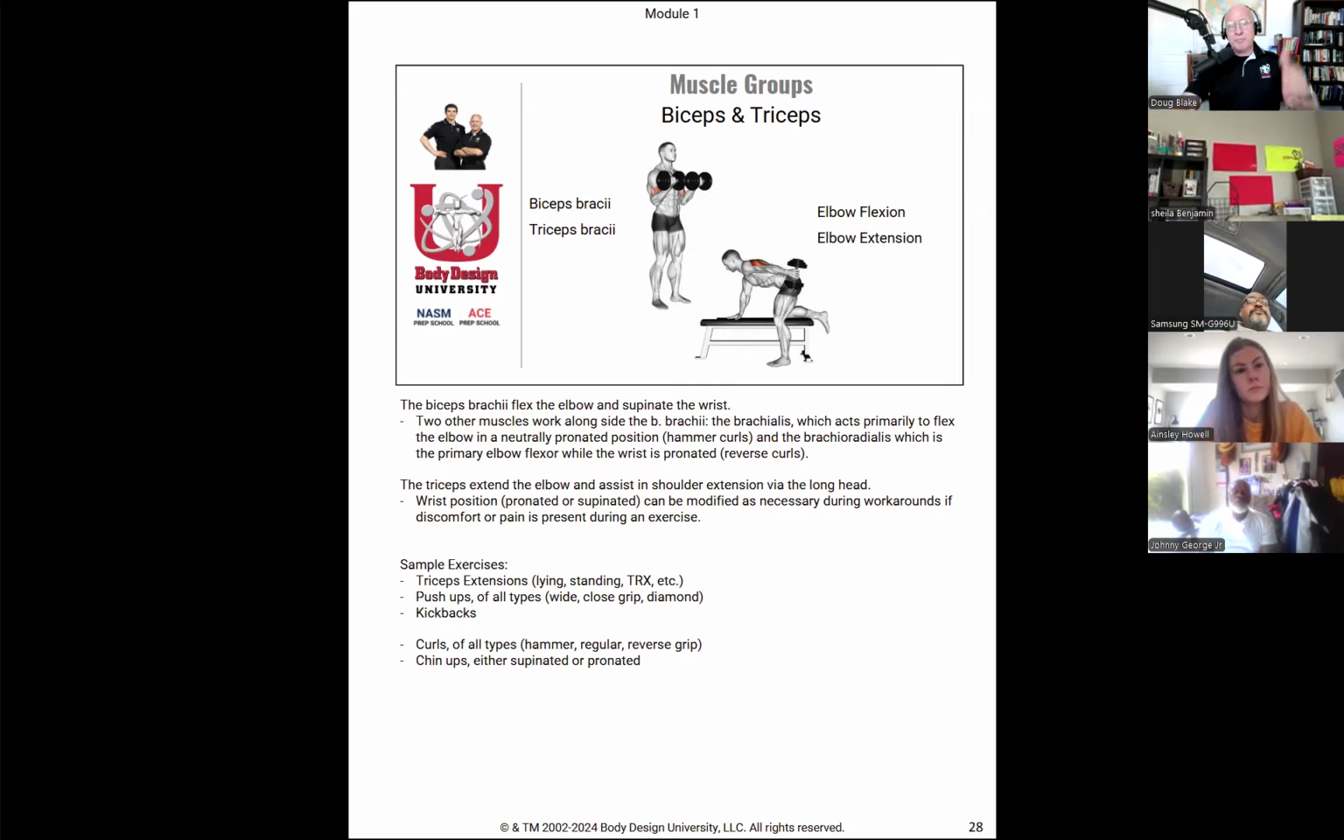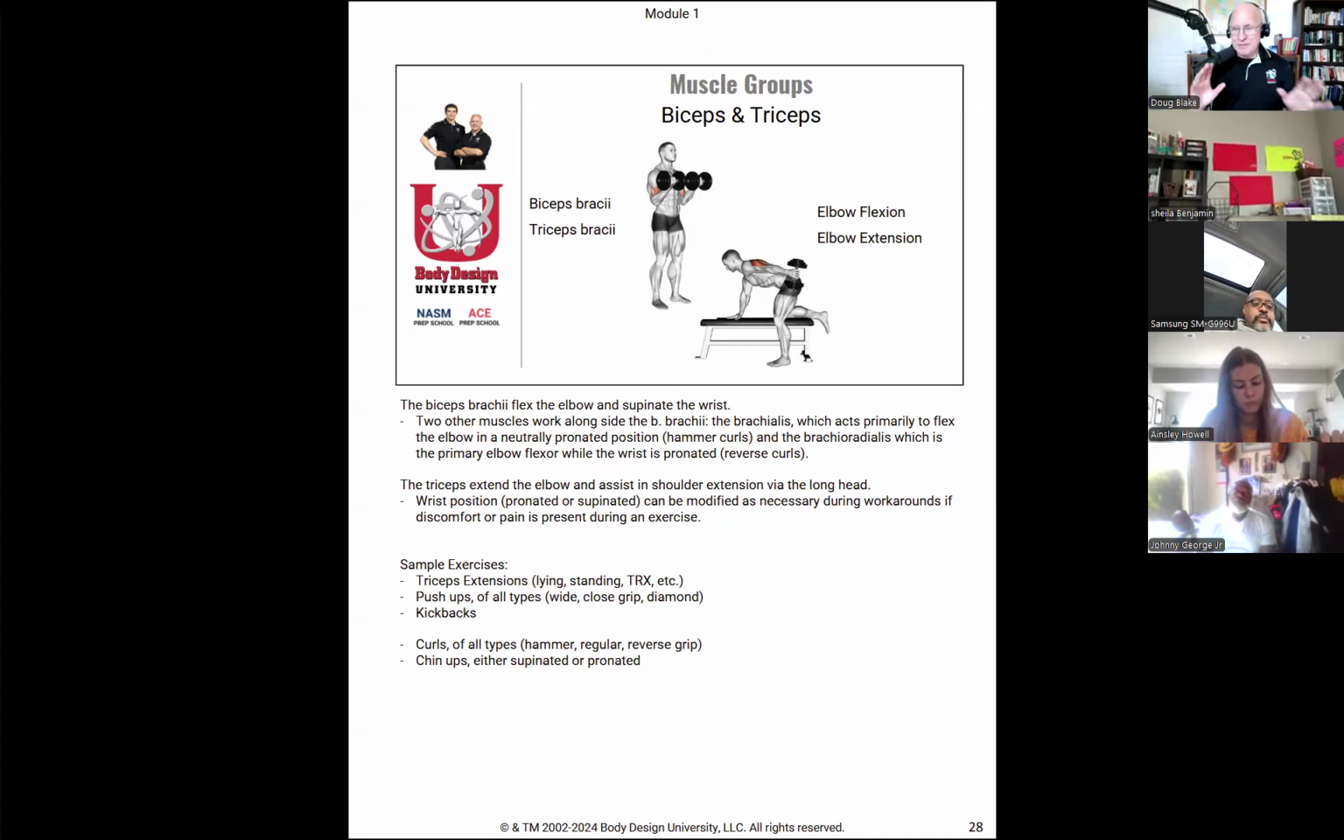Yes? So, from a purely kinesiological perspective, the triceps extend the elbow. Now, just like I said, there was this sort of additional component to the biceps. We also know that the tricep, because of the long head of the tricep, crosses over the shoulder joint. It assists in shoulder extension via what we call the long head of the tricep.